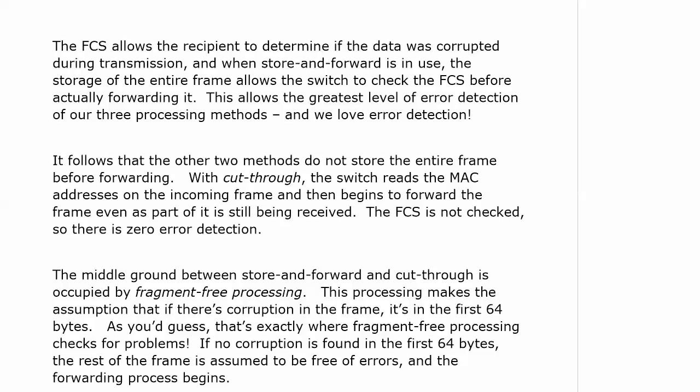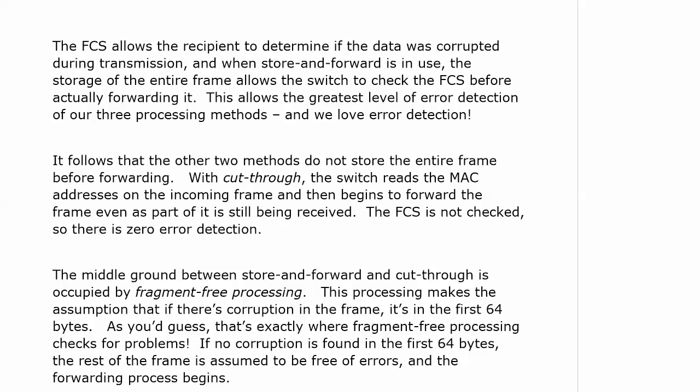Now, it follows, then, that the other two methods do not store the entire frame before they forward it. With cut-through, what happens here is that the switch reads the MAC addresses on the incoming frame and then begins to forward the frame even as part of it is still being received. We're already kicking it out the back door as it comes in the front door, and the FCS is not checked at all, so there's zero error detection.